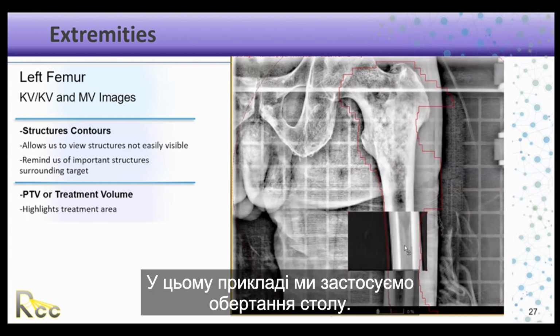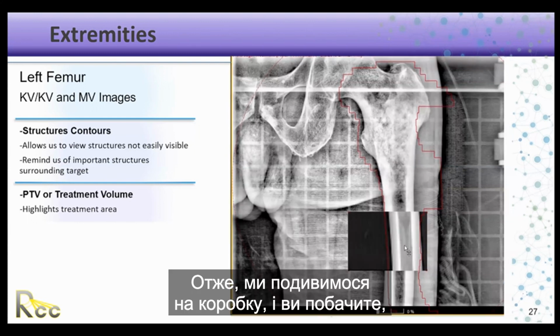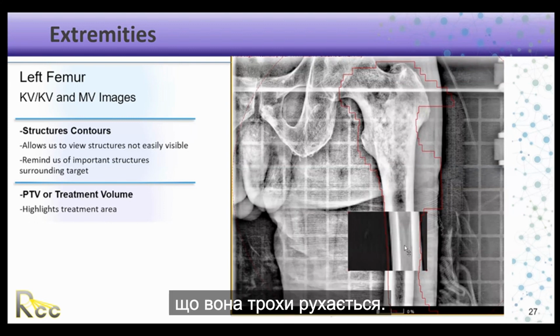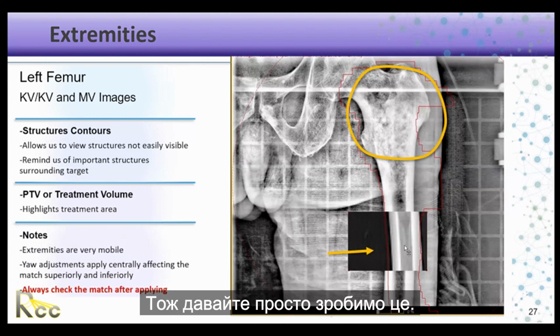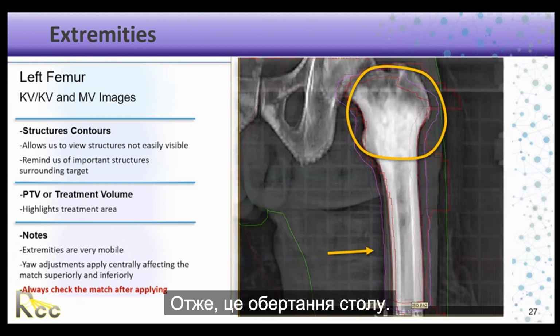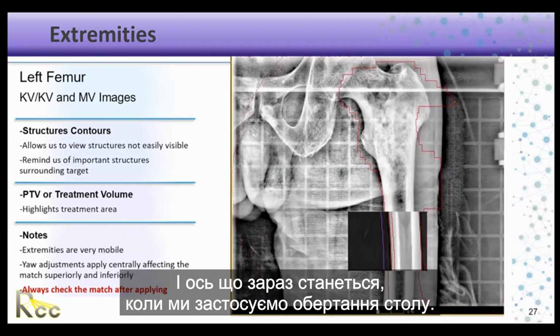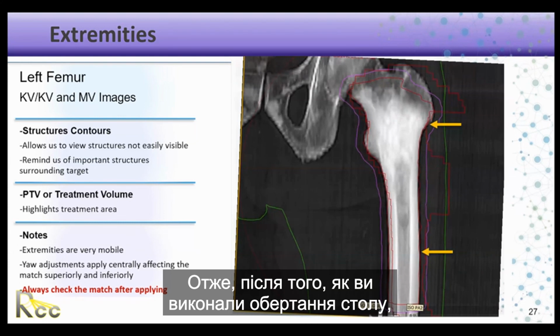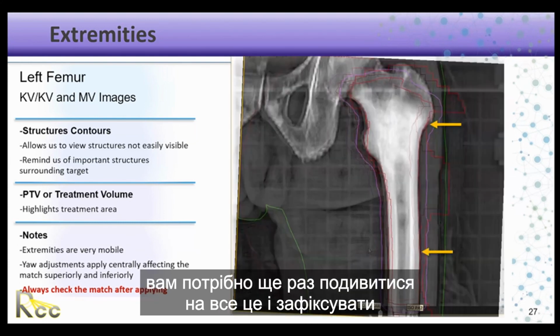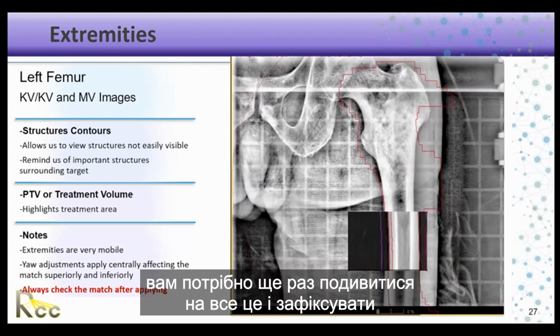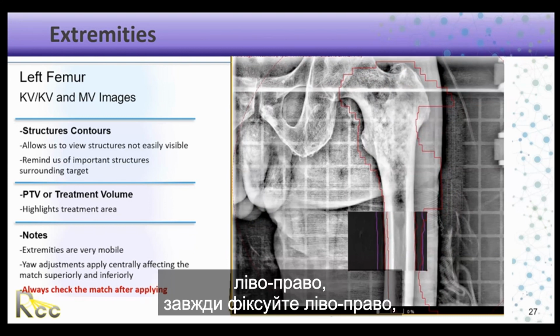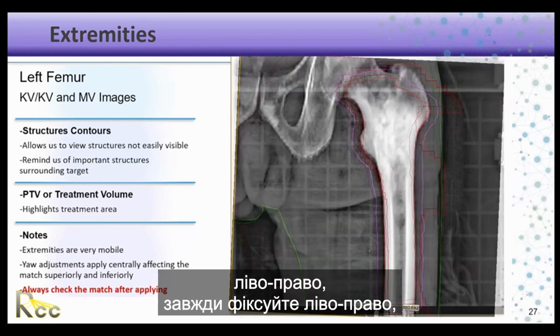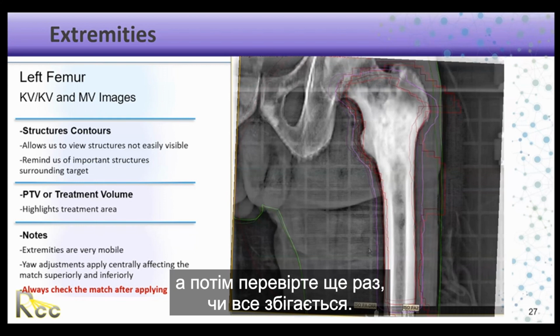So in this example, we're going to apply a couch kick. We're going to look at that box and you're going to see it move a little bit. Let's go ahead and do that. So there's the couch kick. What's going to happen now is that when we apply the couch kick, we're actually going to be off on the top. We're not on anymore. So after you do a couch kick, you want to look at the whole thing again and fix your left to right. Always fix your left to right, and then check it again. And then that's a good match there.